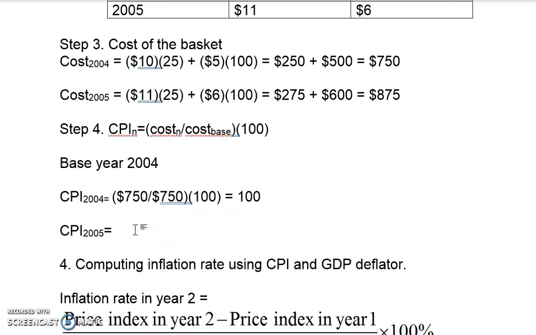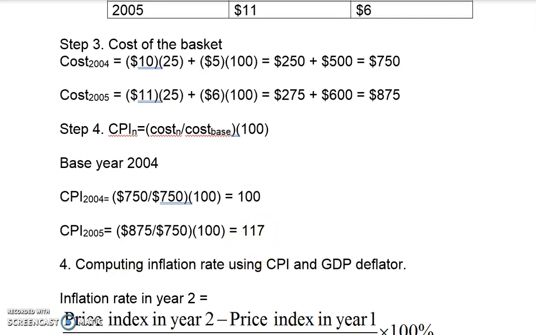Now, can you pause the video and calculate the consumer price index for 2005? Calculate it before we move on. So what do you have? Do you get 166.66666? Oh no, sorry. It is 116.66666, right? If we round and don't keep any decimal place, that is going to be 117, right?